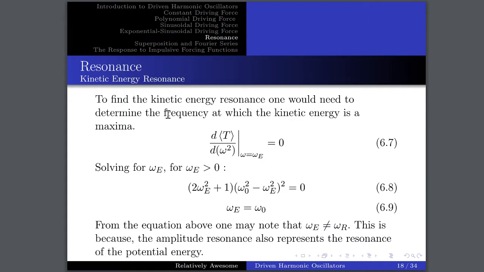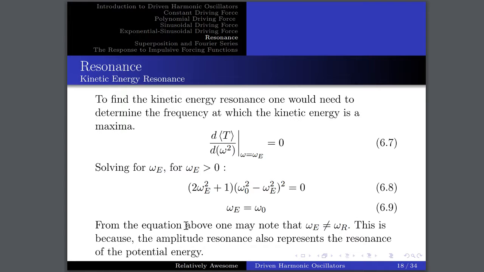To find the kinetic energy resonance, one would need to determine the frequency at which the kinetic energy is at a maximum. Hence, we take the derivative of the kinetic energy with respect to the frequency and set that to 0. Solving for omega sub e, we obtain two solutions. But we are only interested in the positive solution, as this is the only one with physical significance. From the equation above, one may note that omega sub e does not equal omega sub r.